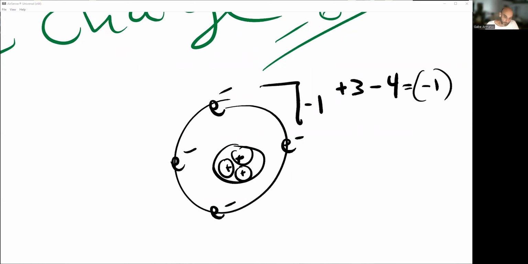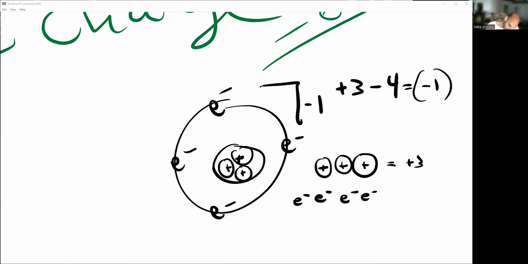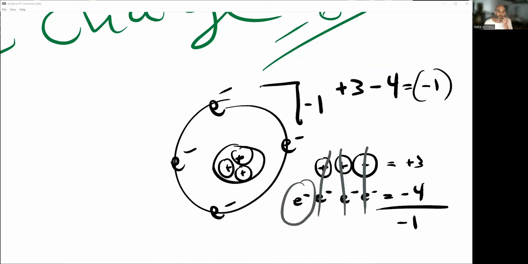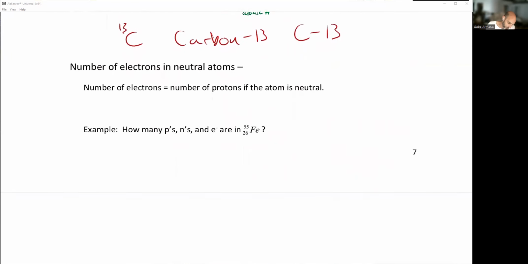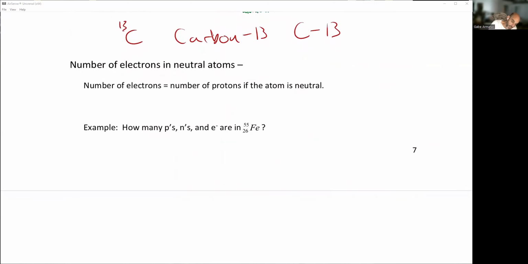Sorry about that. Okay. The other way to think about it is if I have 3 positives and 4 negatives, the sum of those is going to be -1, right? So we would essentially see those 3 cancel each other out and have 1 electron left over. And that's kind of how we determine charge. We're going to take a look at a bunch of these and we're going to be able to sort through this. Okay. So the number of electrons in a neutral atom: if it is neutral, they're going to have an equal number.